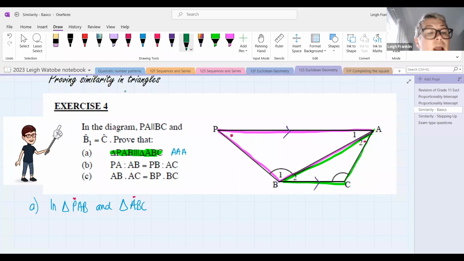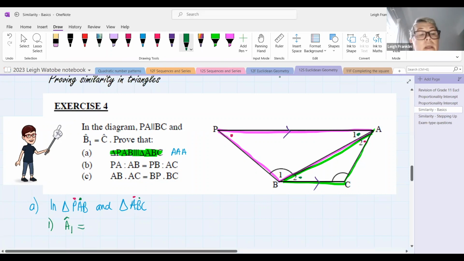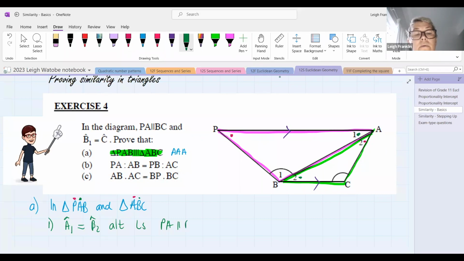Now you're going to look at angle A in this triangle. So that's this one over here. And angle B in the other triangle. That's this one over here. Now this is from grade 8. What can you say about A1 and B2? Exactly, Shoshana, exactly. They are alternate angles, and we know that alternate angles are equal to one another. So A1 equals B2 because they are alternate angles. And then we name the parallel lines. So PA parallel to BC.